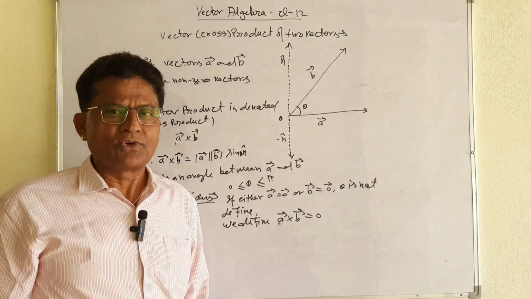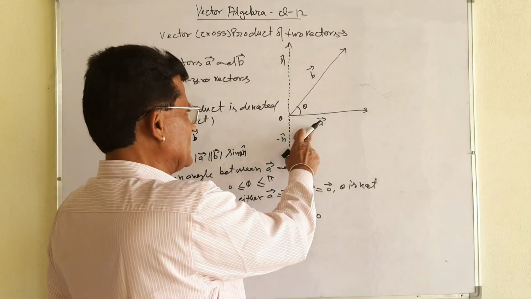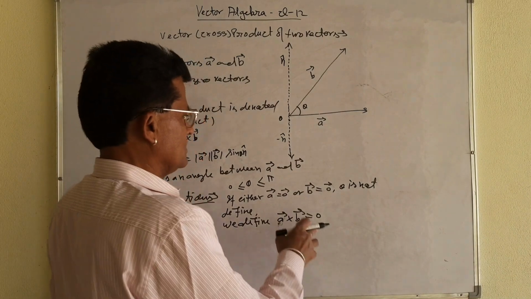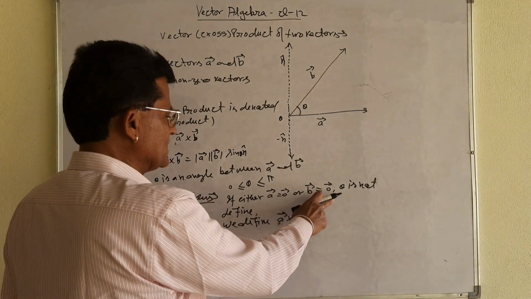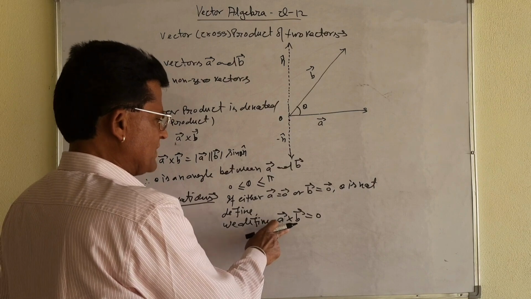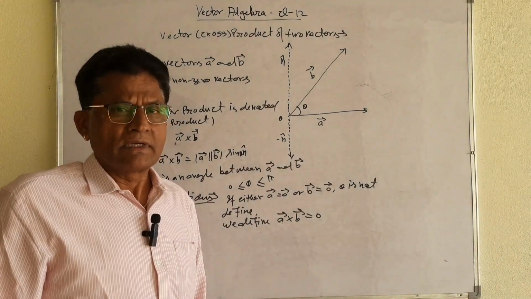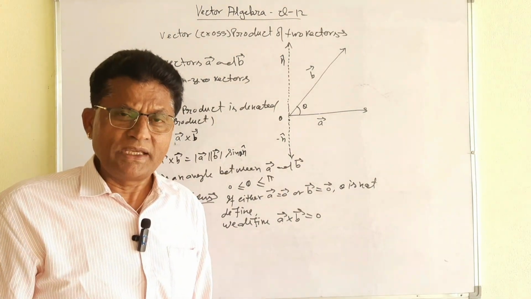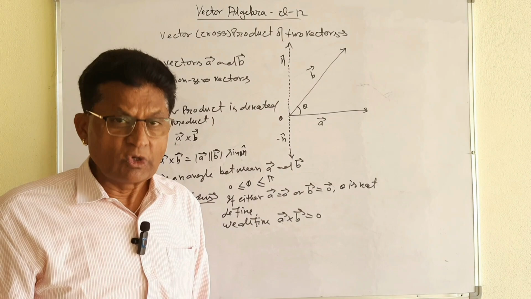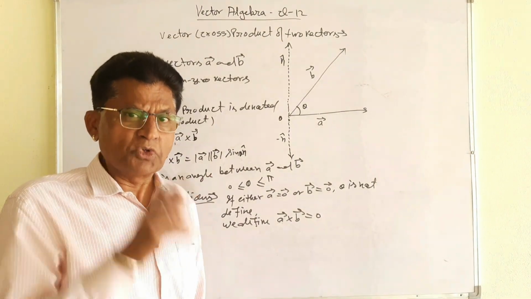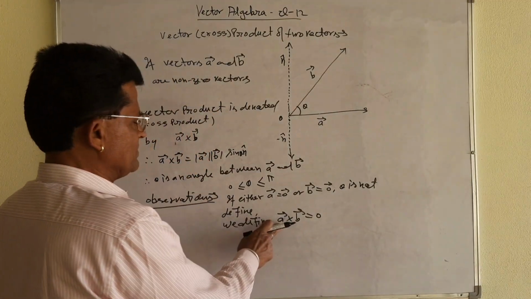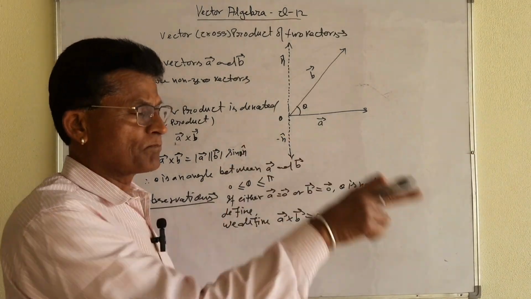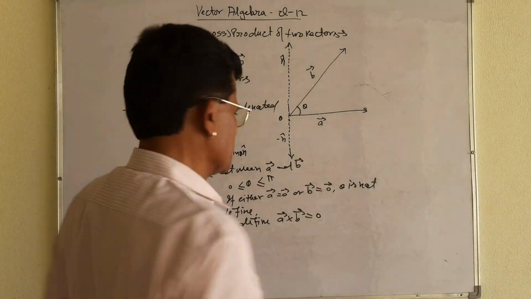But at a time both will not be 0. Then what will you say? Either A is 0 or B is 0, then theta will not be defined. You will have to say that vector A cross vector B will be equal to 0. In this case, either the vectors will be parallel, A parallel to B, or both will be collinear, because the same condition will be there. Most important condition. That is why you must keep in mind, if the cross product of two vectors is equal to 0, then both the vectors are parallel or collinear. This thing you must keep in mind.